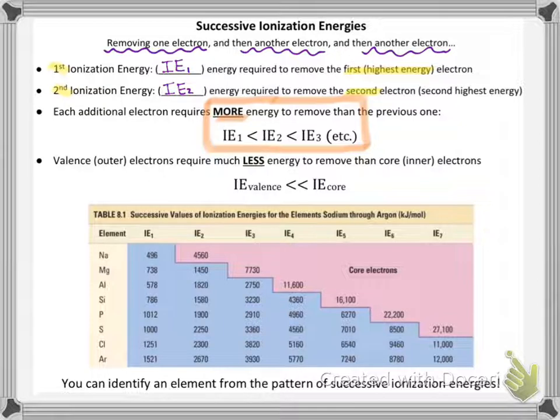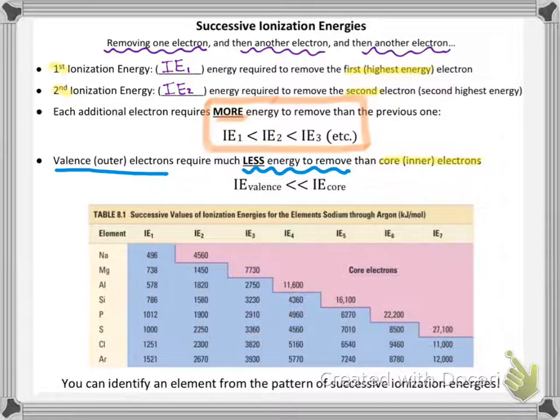Now, there is another interesting trend that shows up here, and hopefully this makes sense. Valence, the outermost electrons, definitely require less energy to remove than any of the inner or core electrons. And that's all about the energy level, because valence electrons are at the highest energy level. They're the furthest from the nucleus, and according to Coulomb's law, they're less attracted, so they require less energy to remove. This leads to an interesting pattern you can use.